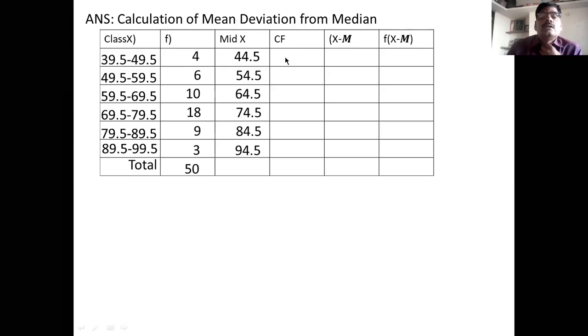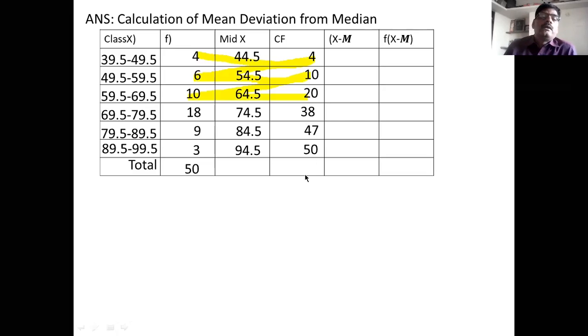Then you calculate the CF. 4, then 4 plus 6, 10, 10 plus 10, 20. 20 plus 18, 38. 38 plus 9, 47. 47 plus 3, 50. 50 is the value. So this is the CF.